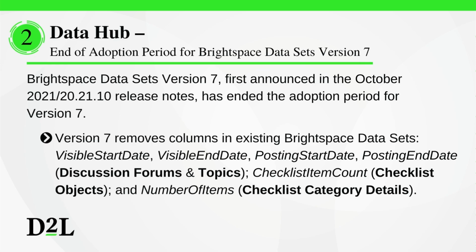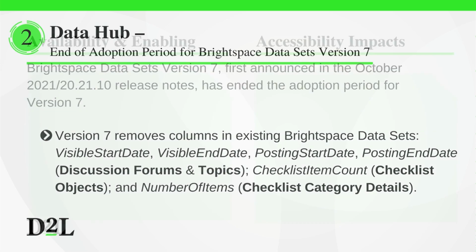Version 7 includes major changes that remove columns in existing Brightspace datasets: visible start date, visible end date, posting start date and posting end date from discussion forums and discussion topics BDS, checklist item count from checklist objects BDS, and number of items from checklist category details BDS.